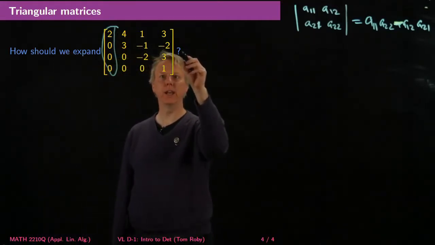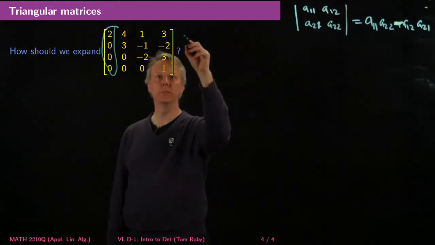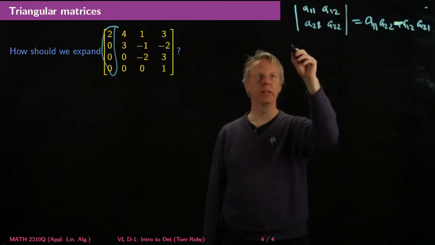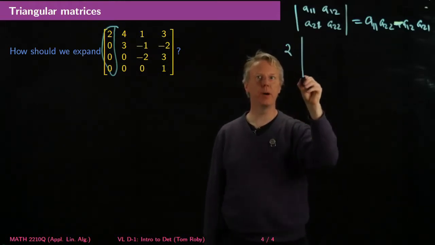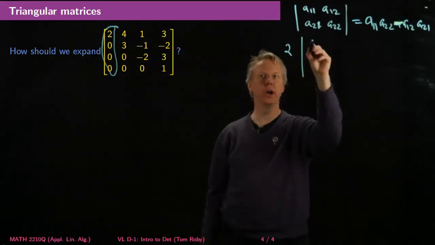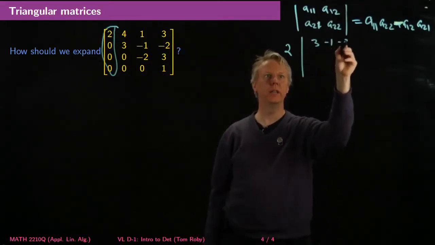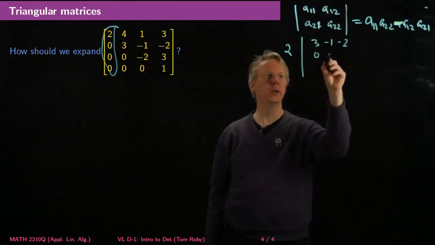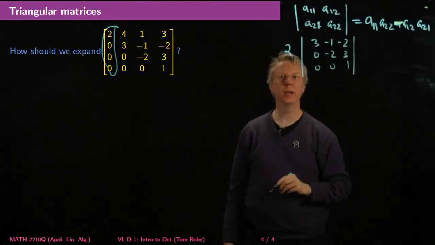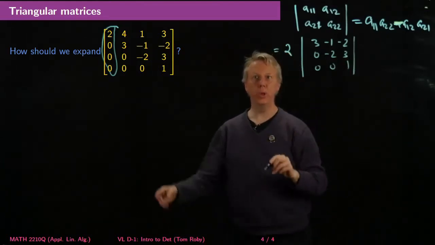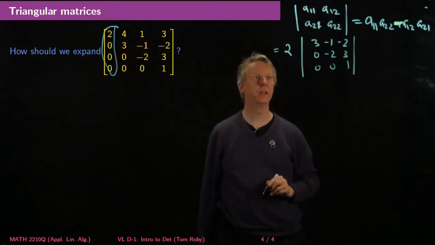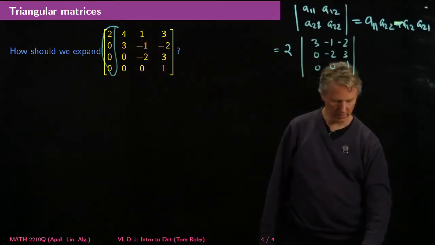Because what happens is that I get 2 times the 3-by-3 determinant, where I eliminate that column and that top row. So I just get 2 times the determinant of 3, -1, -2, 0, -2, 3, and then 0, 0, 1. Plus 0 times something plus 0 times something plus 0 times something, which I don't need to worry about. Okay, so that's great.